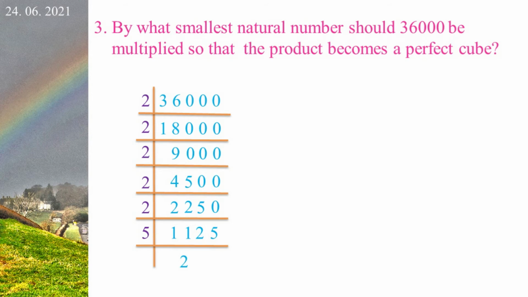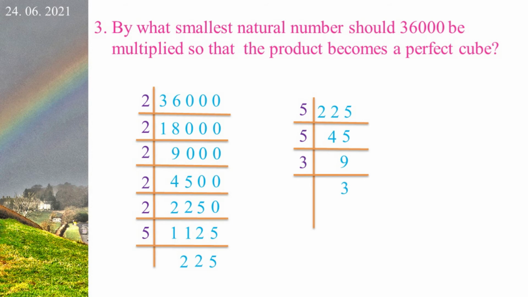Now we take a 5. 2 5s are 10. Balance 1. Next digit 2. 12. 2 5s are 10. 5 5s are 25. Here 225. We can take a 5. 4 5s are 20. 5 5s are 25. Again we take a 5. 9 5s are 45. 3 3s are 9. 3 1 is 3.